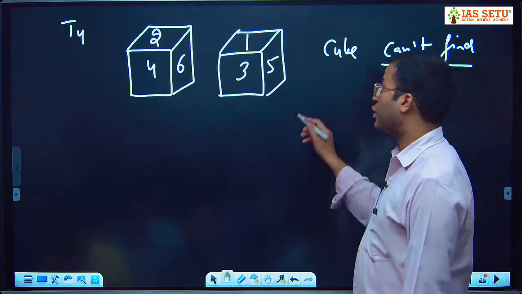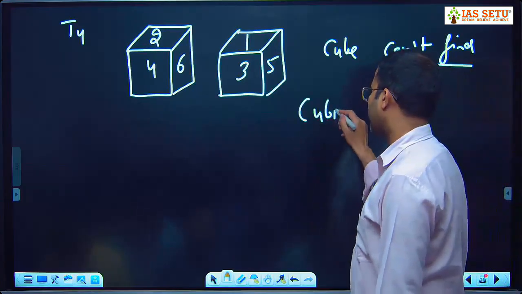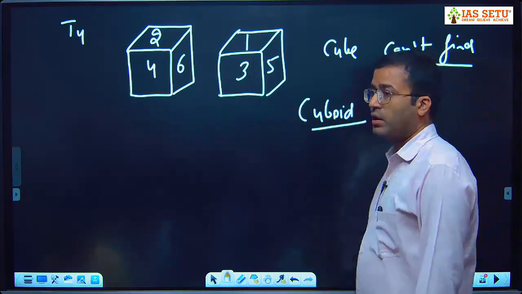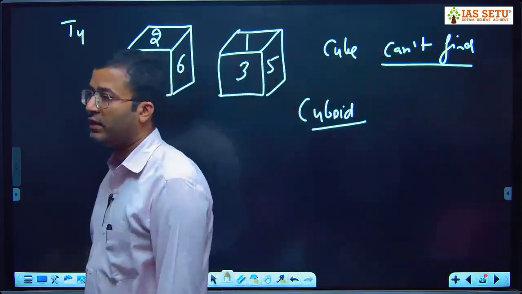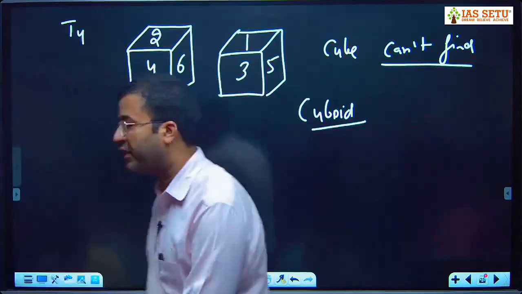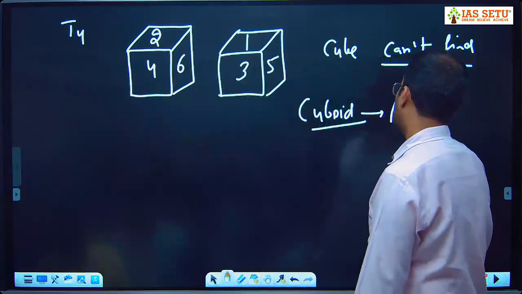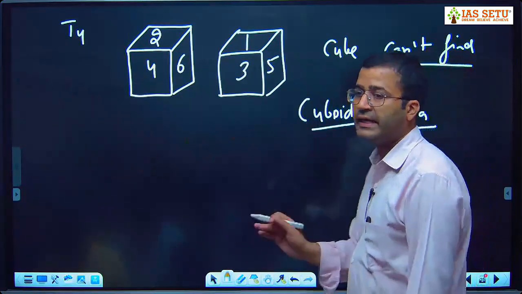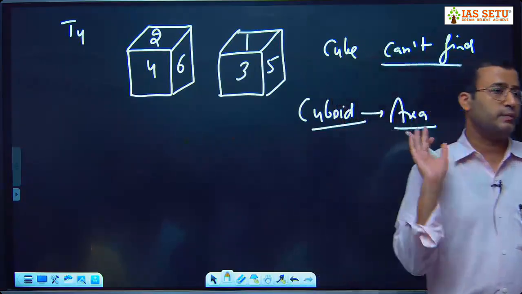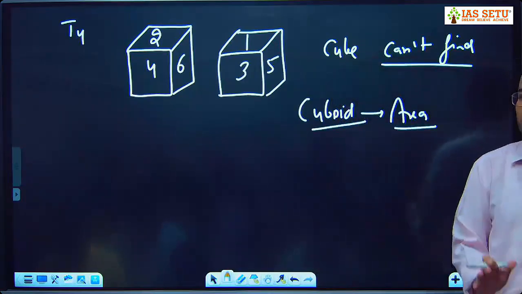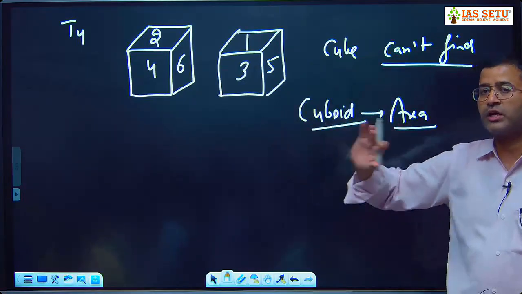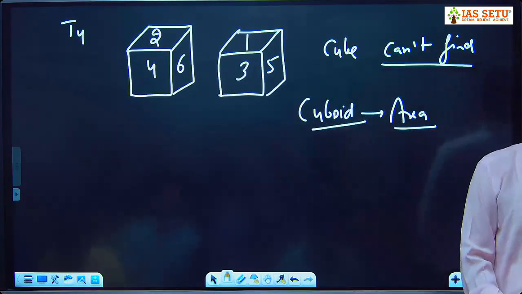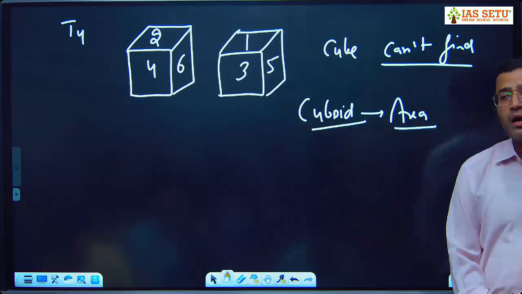But if it is a cuboid, our shortcut will not help, our property will not help. Only area can help you. You can only check the area, otherwise no master method, no shortcut trick, nothing will help. Only the area concept might help. I ask you a question.